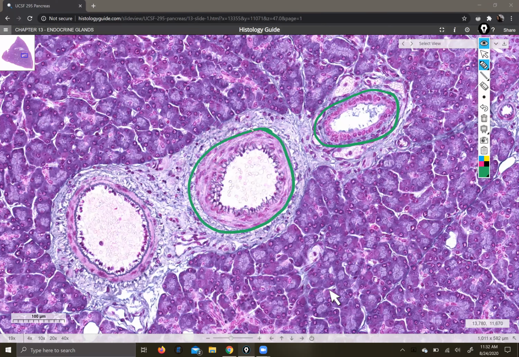This is an artery. I can tell because I'm seeing an internal elastic lamina there, and I can also see the outlines of some erythrocytes, even though this isn't the right stain for them.